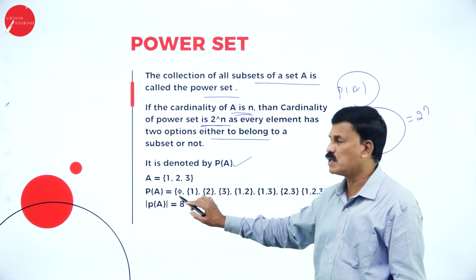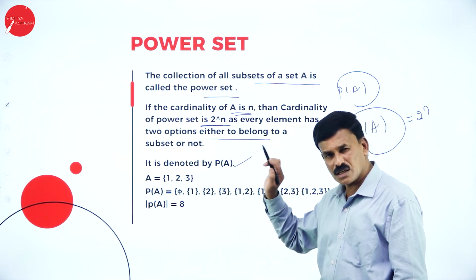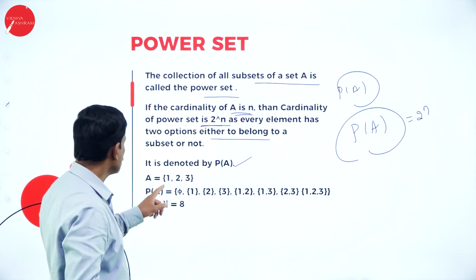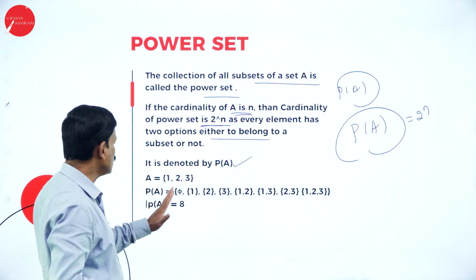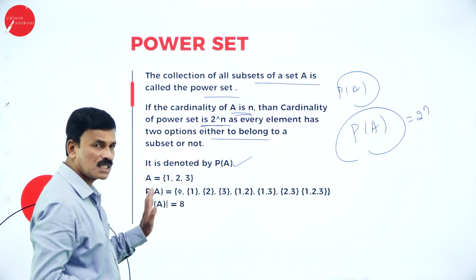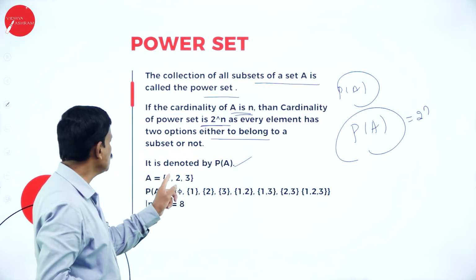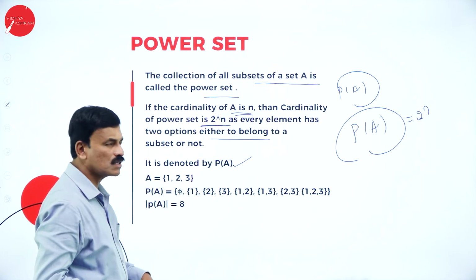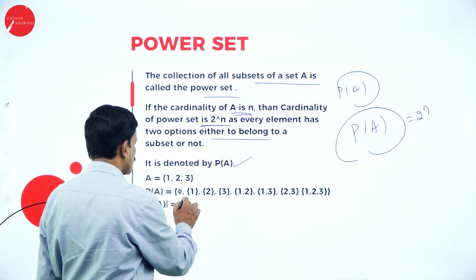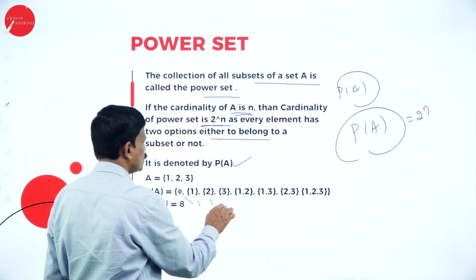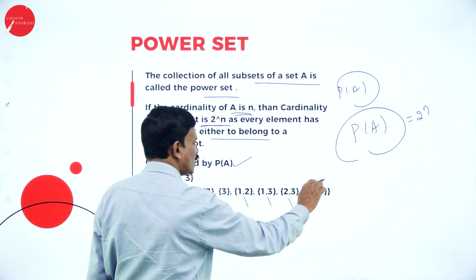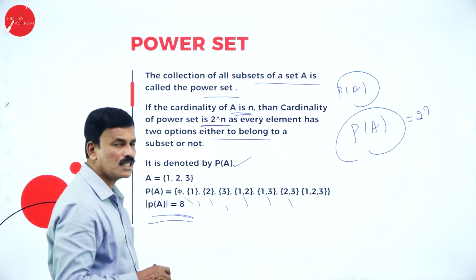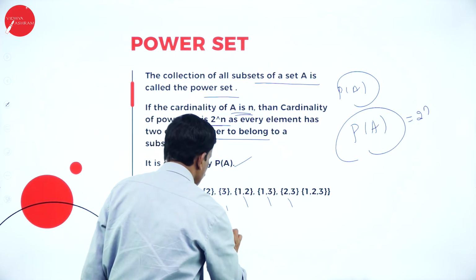Let us take an example. If A is equal to {1, 2, 3}, let us write the subsets first. What are the subsets of A? The subsets of A, or P(A), can be written as: the first one is the null set, then {1}, {2}, {3}, {1, 2}, {2, 3}, {1, 3} and {1, 2, 3}. These are all the subsets. So, the null set is a subset, and the set itself is also a subset.